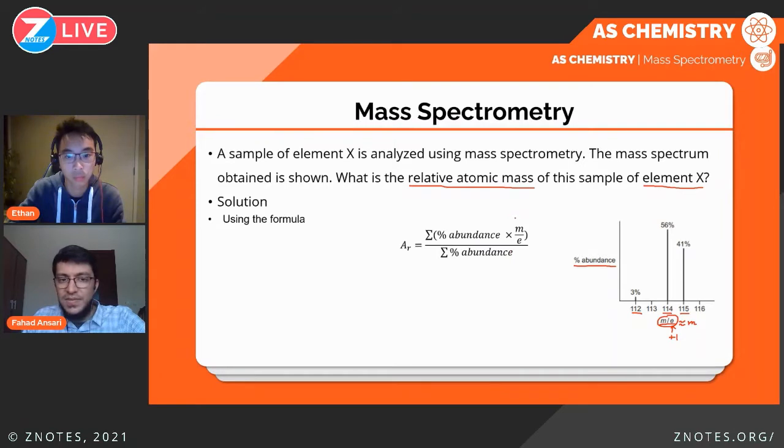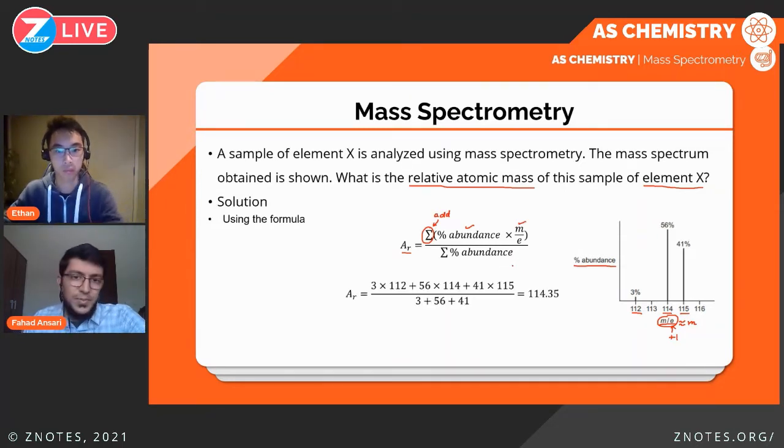So we're going to use this formula. For the AR, or relative atomic mass, you multiply the percent abundance of each isotope by its mass to charge ratio. You do this for all the isotopes, and then you add them up. This symbol, sigma, means summation, or in other words, you need to add whatever's in the brackets. And then you divide this by the sum of all the percent abundances.